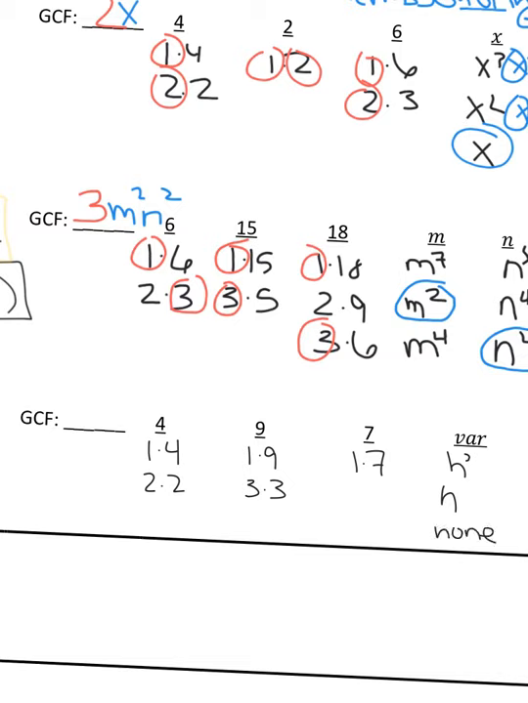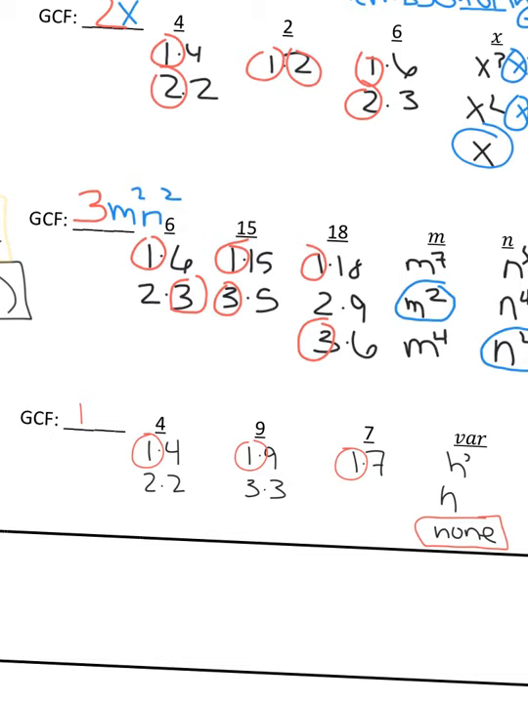So if I'm looking for my GCF here, they all have a 1 in common. That is all they have in common, right? So my number is 1. Then look at my variables. We have h cubed, we have h, and we have none. If there are none, that means we cannot take an h out. So that means that my GCF is 1.